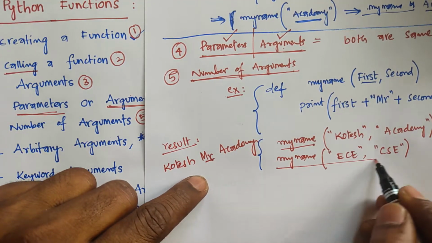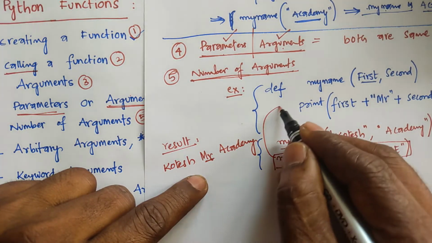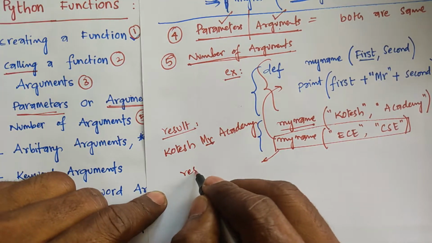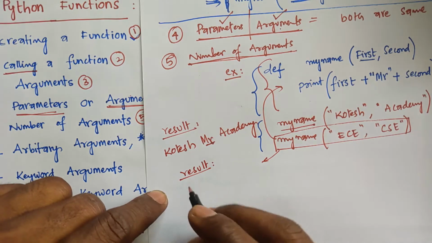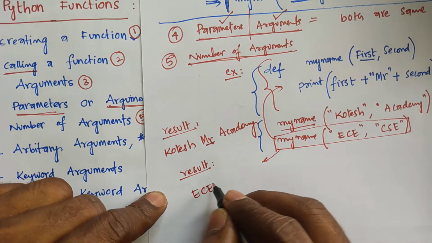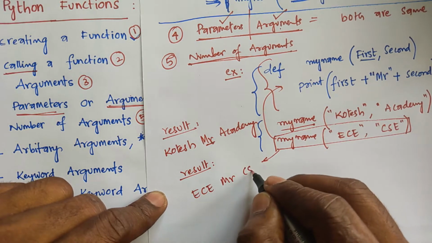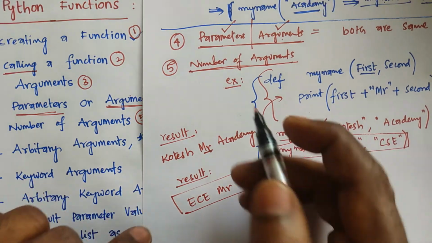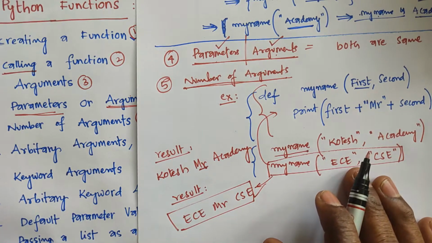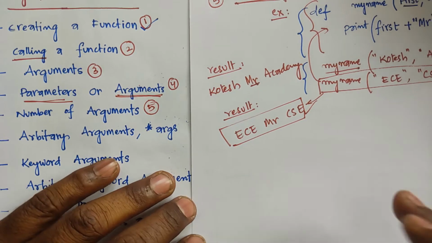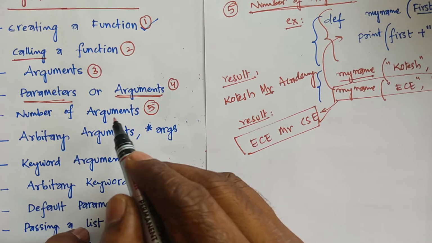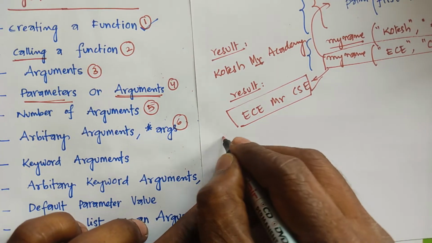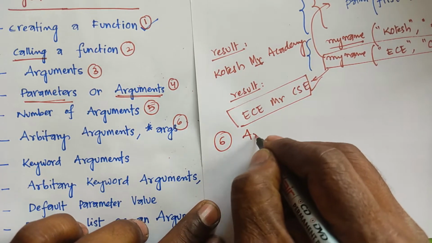After execution of this function, it goes to this calling function. The final result will be ECE Mr. CSE. Finally, we will get this type of result. That is called number of arguments. That is the fifth one, number of arguments. And the sixth one is arbitrary arguments.